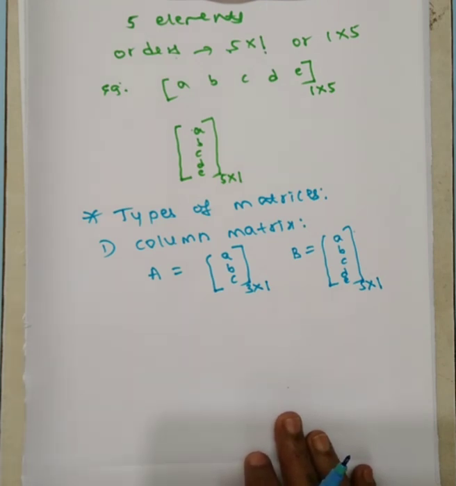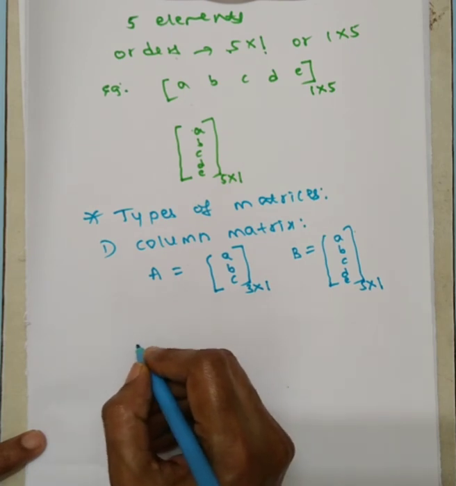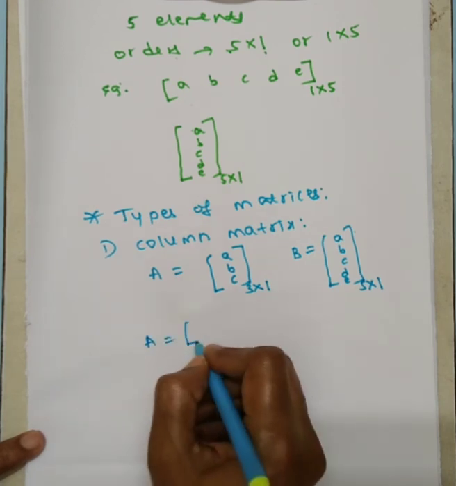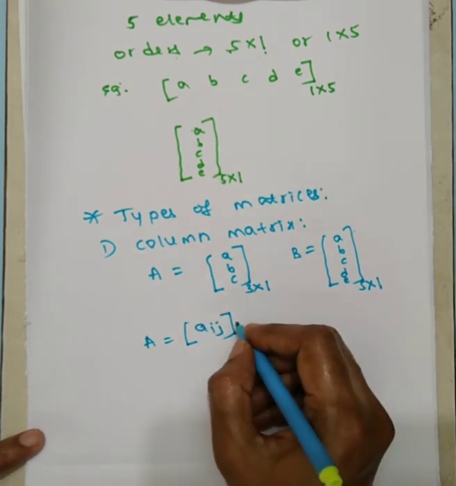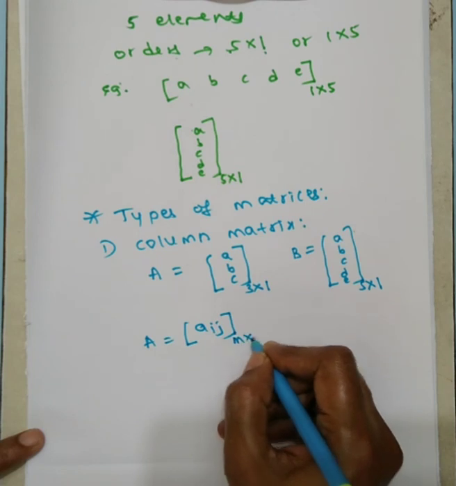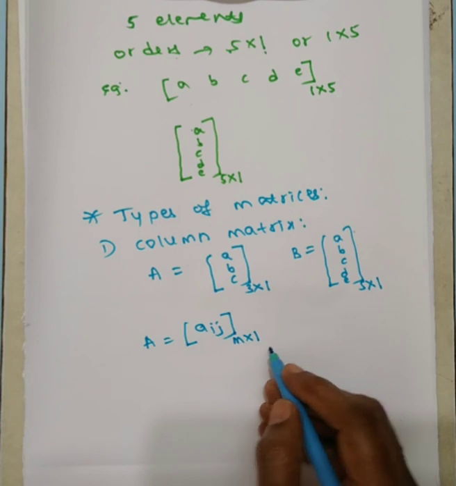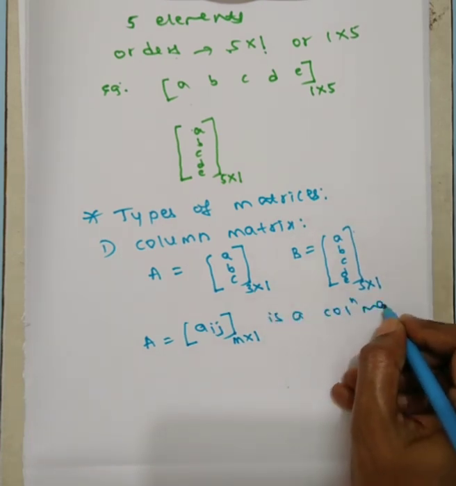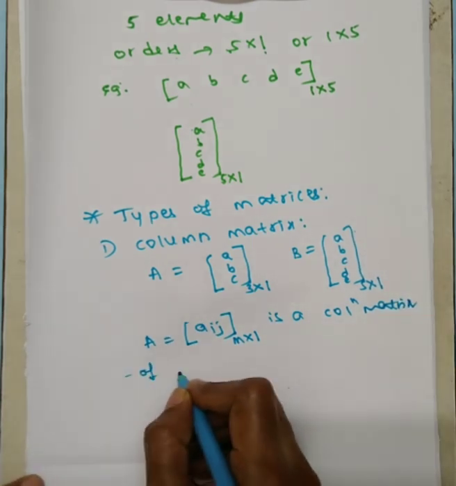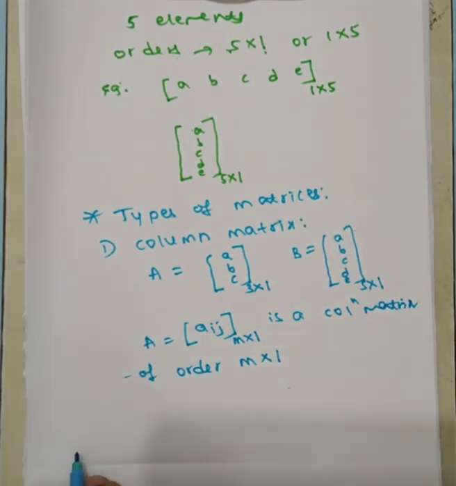Okay, a matrix having only one column, then it is called what? A column matrix. Now, in general, how will you write the column matrix? That is A is equal to Aij. A is equal to Aij is a column matrix of order m by 1, because here the number of columns will always be 1. Okay, we can say that it is a column matrix of order m by 1.